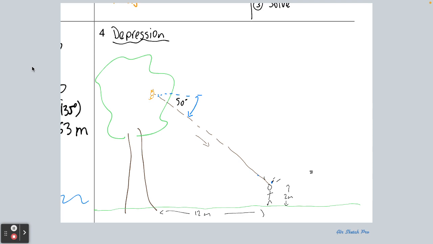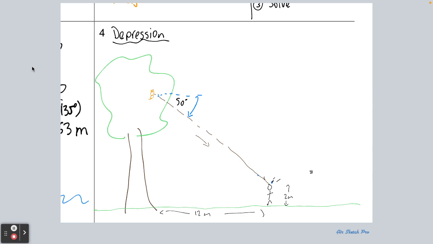Angles of depression are taken from the person, the cat, the object, and they are taken parallel to the horizon again, as you can see here, but this time they go down to the object. Okay, we have a 12-meter tree. What we do know is that there are 12 meters between the tree and the person, Tom. And the question is, how high is the tree? So I'll have to do this really fast because I'm out of time.